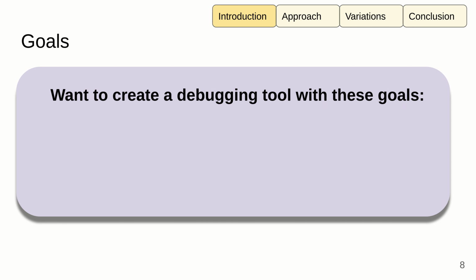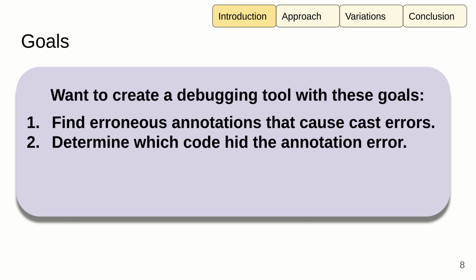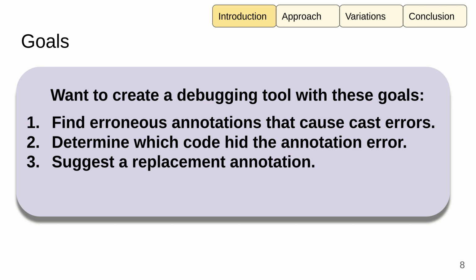So what we wanted to do with this work was to create a debugging tool with the following goals. The first being that we want to find these erroneous annotations that caused cast errors, and instead of reporting them at runtime, let's just try to be confident and say that we think this thing could be reported ahead of time. We want to determine what parts of your code base hid the annotation error. In the previous example, basically we want to report the identity function was responsible for hiding the error with the int annotation. And we want to suggest a replacement annotation. So for our previous program, we want to suggest changing int to something like string.